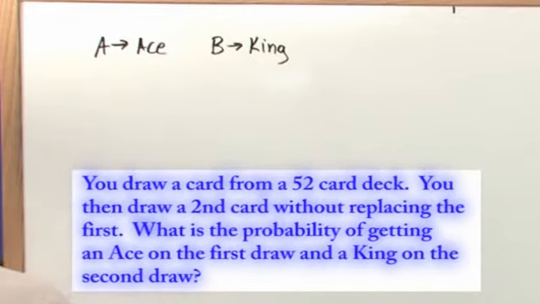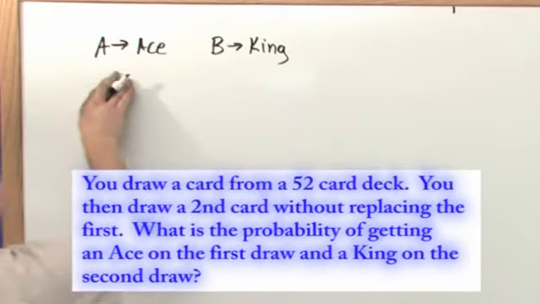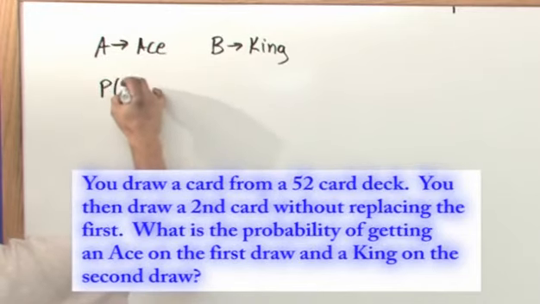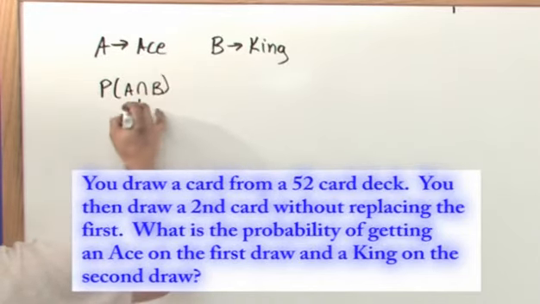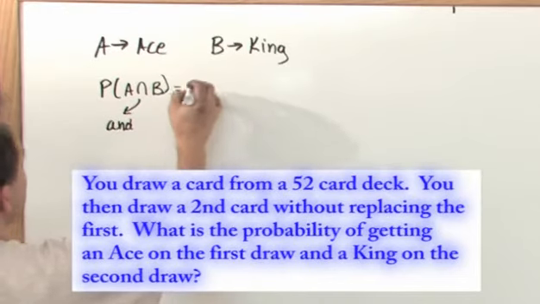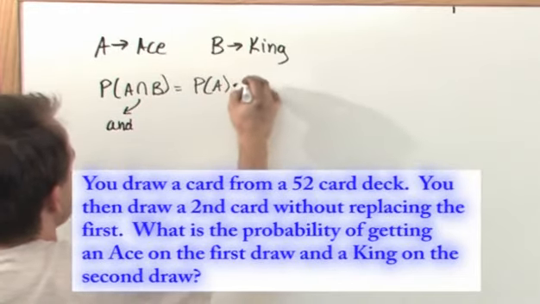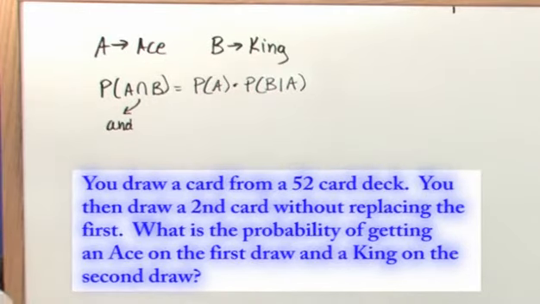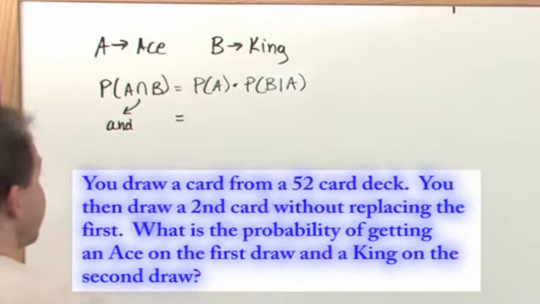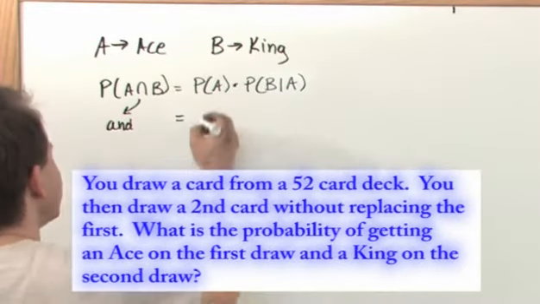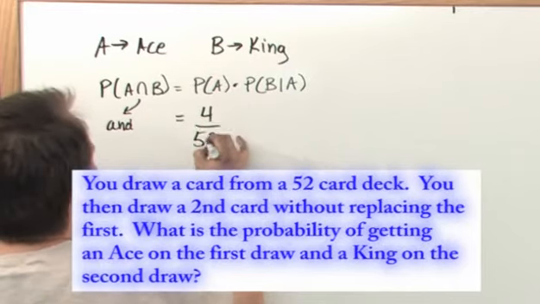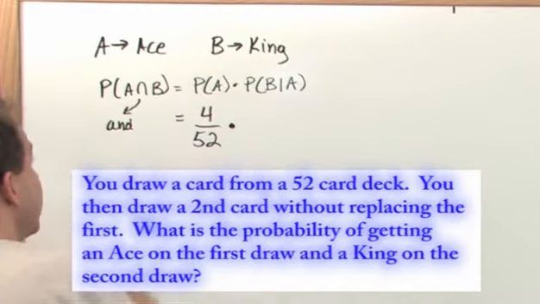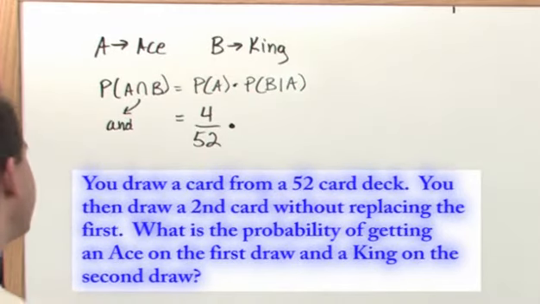Okay, so what I'm saying is that these are dependent events because I'm not replacing the ace before I pull the king. Let's see if that makes sense. The probability of A intersection with B, which is A and B, is equal to the probability of A times the probability of B given that A has occurred. That's what that means. Okay? What is the probability of drawing an ace? Drawing an ace is 4 out of 52 because there's 4 aces in the deck of 52 cards. Times. What's the probability of drawing this king given that I've already drawn this ace?